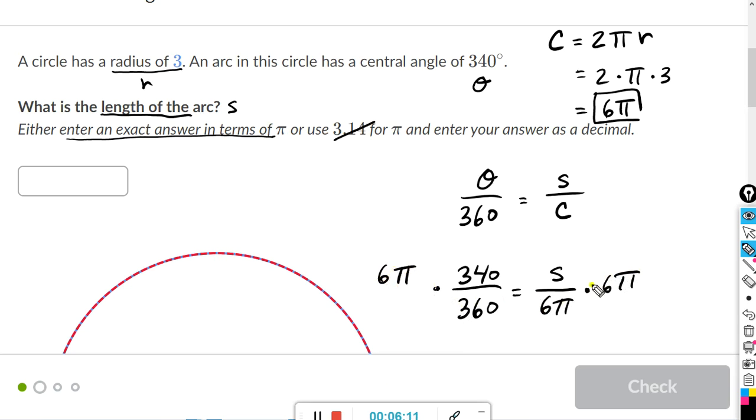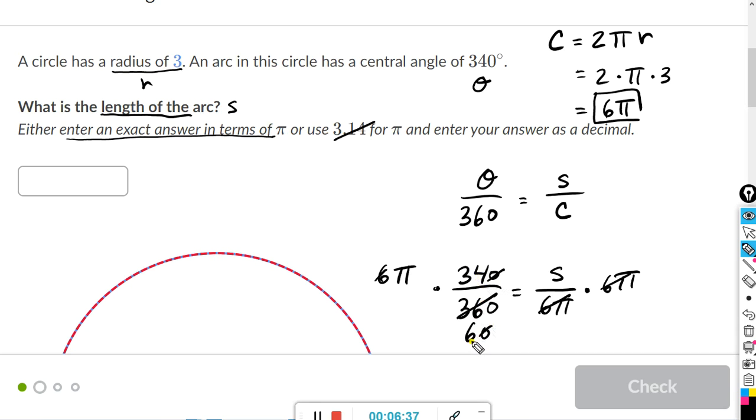Okay, on the right-hand side, 6 pi over 6 pi cancels. On the left-hand side, this is a numerator, this is a denominator. So 360 divided by 6 is just 60. Okay, so we still have the pi here. This is 340 over 60. Okay, we can divide top and bottom by 10 and cancel the 0.